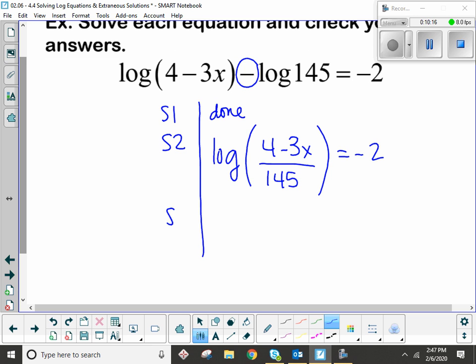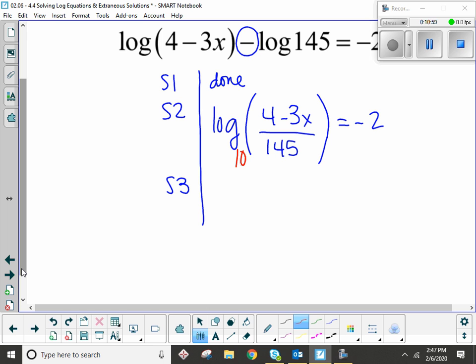So read step 3 to yourself. So step 3 is to write in your log and then do lasso. To do lasso, you have to start with the base. I don't see a base. It's 10. What would it say in order for the base to have been e? ln, right? But it doesn't say that. So we know it's base 10.